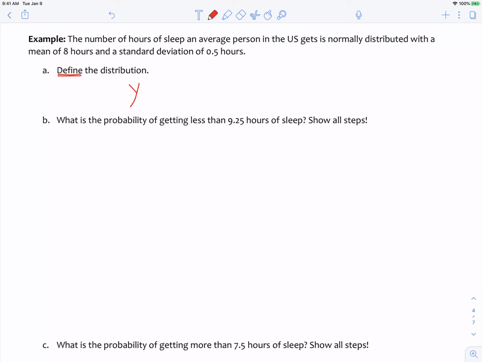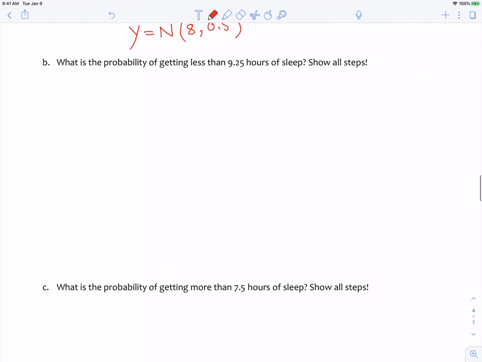We're going to say what is being distributed. These are the number of hours of sleep, which we're symbolizing with y. That's going to be equal to N, meaning a normal distribution with a mean, or mu, of 8 hours and a standard deviation of 0.5 hours. All right. What is the probability of getting less than 9.25 hours of sleep?